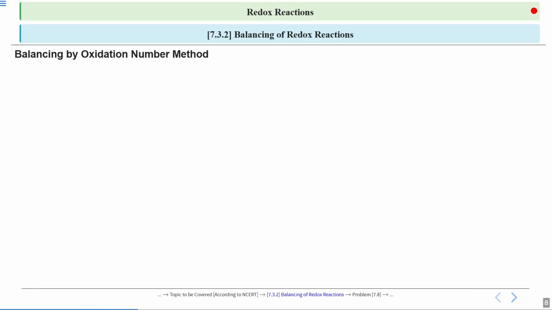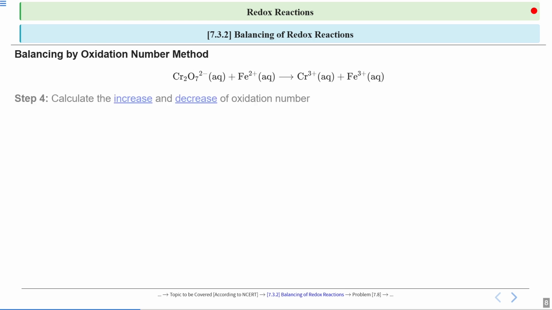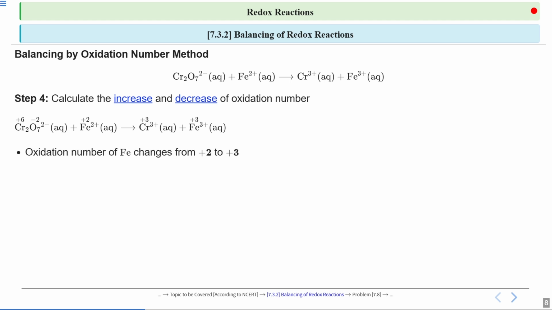Now, moving ahead in balancing the reaction by the oxidation number method. So, this is the reaction. And now, in step 4, we have to calculate the decrease and increase in the oxidation number. How much particular decrease and increase can we clearly see in the reaction? If we look at the oxidation number of iron, it is going from +2 to +3. That means it is increasing, which means oxidized.